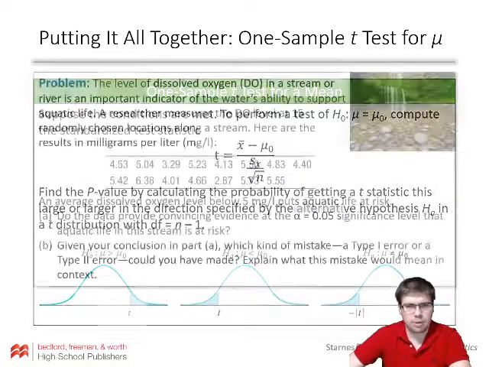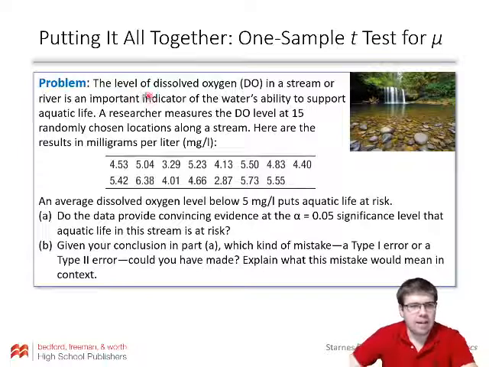All right, so putting it all together, an example. The level of dissolved oxygen, DO, in a stream or river is an important indicator of the water's ability to support aquatic life. A researcher measures the DO level at 15 randomly chosen locations along a stream. Here are the results in milligrams per liter. An average dissolved oxygen level below 5 milligrams per liter puts aquatic life at risk. So we have all that data.